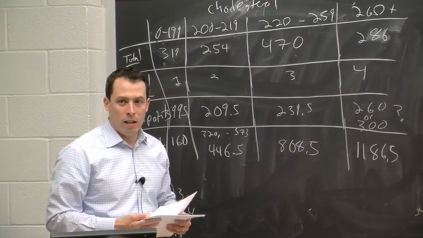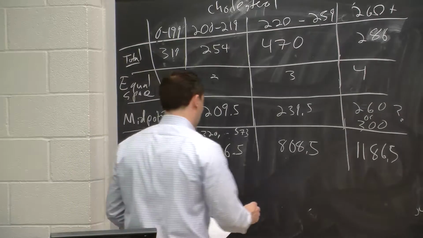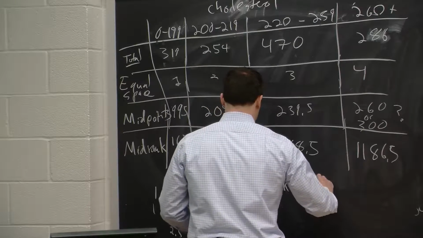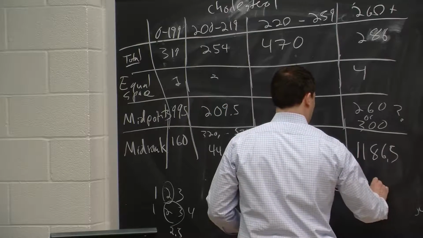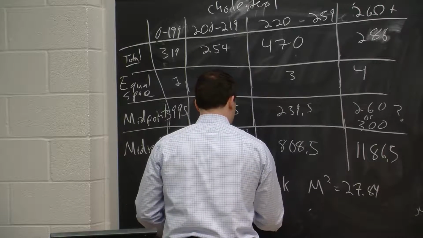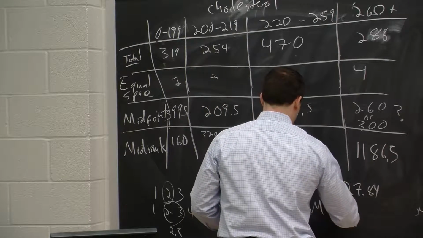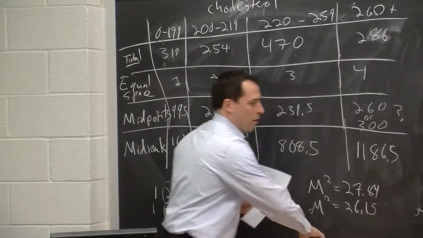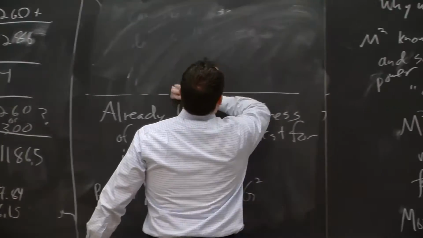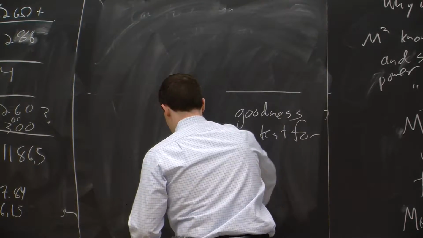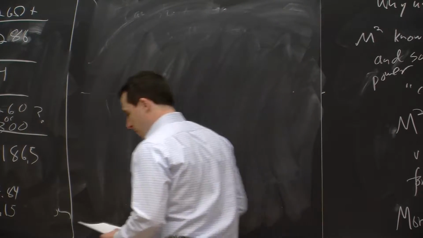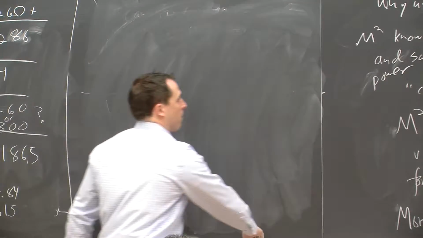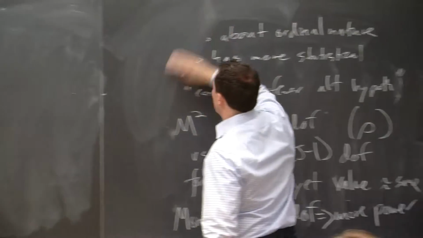So is that clear? And hey, they're not always so different. So in this data, for example, if I use the mid-rank encoding, I get an M squared of 27.84. If I use an equal spacing integer encoding, Spearman, I get an M squared of 26.15. So you can mess around with different encodings and see how well they capture the situation. Any questions about that before I go on to the next topic?